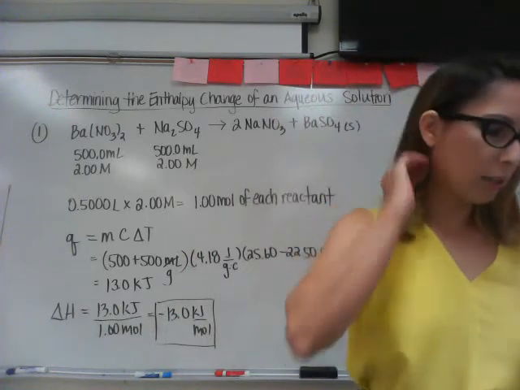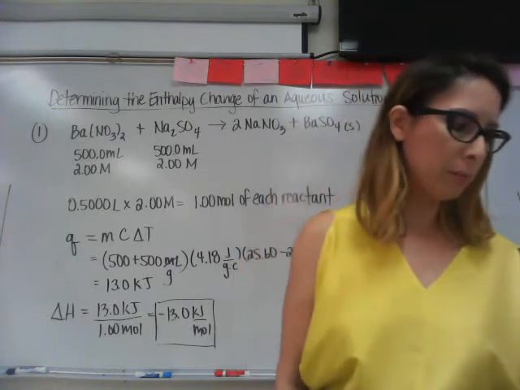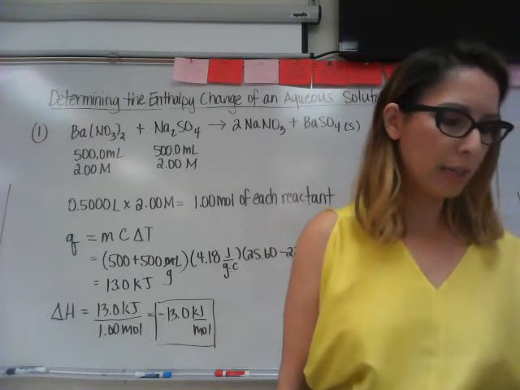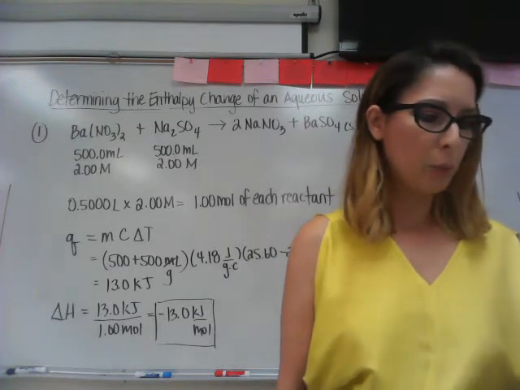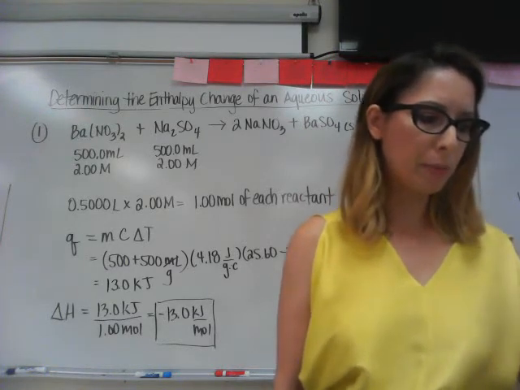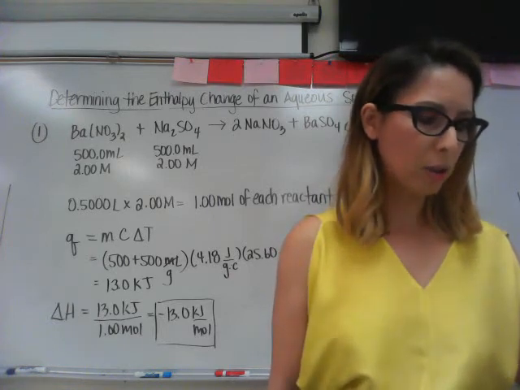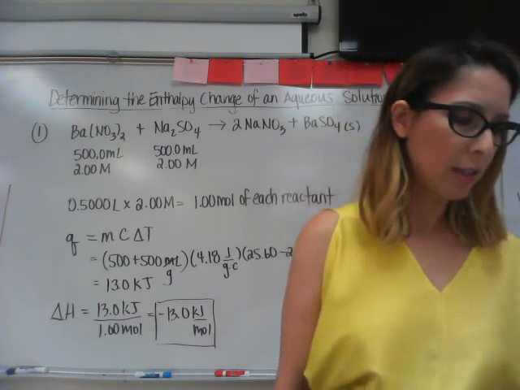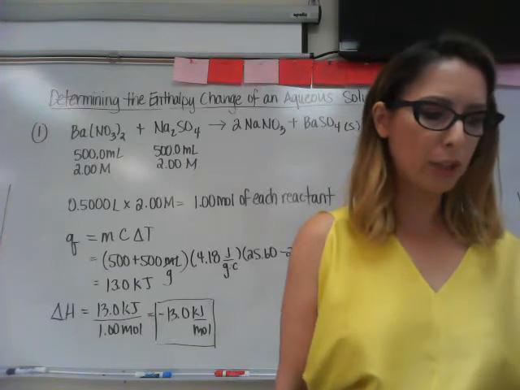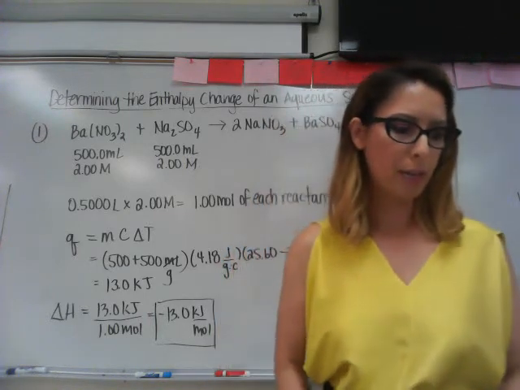Okay, for number 2, we have another coffee cup calorimeter problem, and this one contains 50 grams of water at 20.73 degrees C. We're putting 2.13 grams of ammonium nitrate into the water. The temperature falls to 17.41 degrees Celsius, and so we're going to calculate the molar enthalpy of the dissolution of this compound, ammonium nitrate.